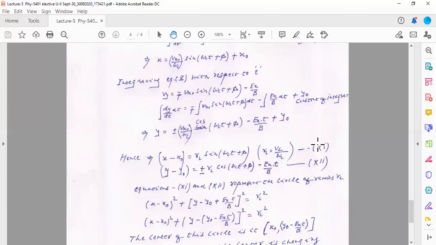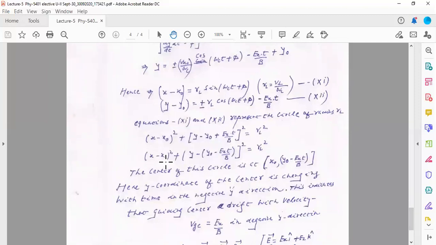And now you see this equation 11 and equation 12 basically represent the equation of a circle. So I may write down x minus x0, and I rearrange this term y minus y0, and because of this minus sign, Ex t over B whole square is equal to RL square. This you can verify because sin square theta plus cos square theta is equal to 1, so it will give you RL square. So again, I take the minus sign common here, and you get x minus x0 whole square plus y minus y0 plus Ex t over B whole square. This is the equation.